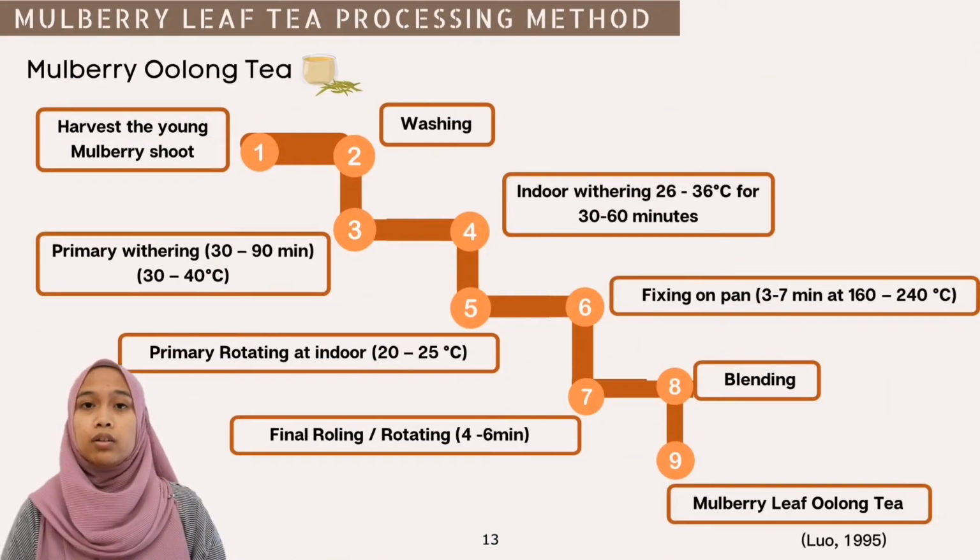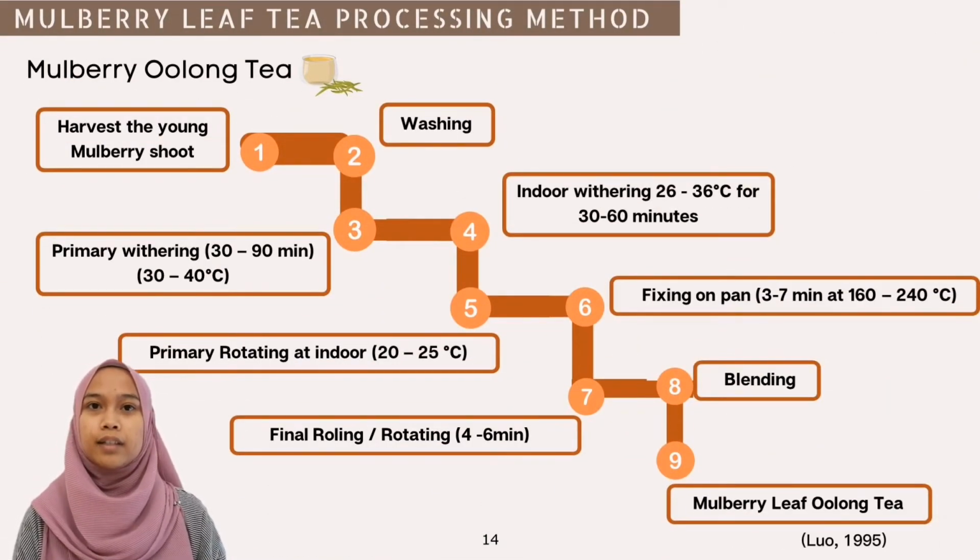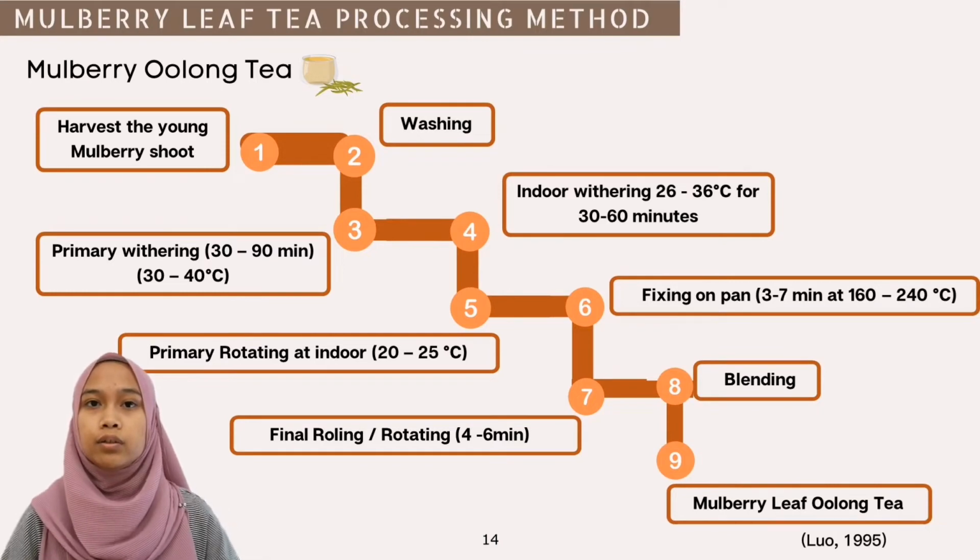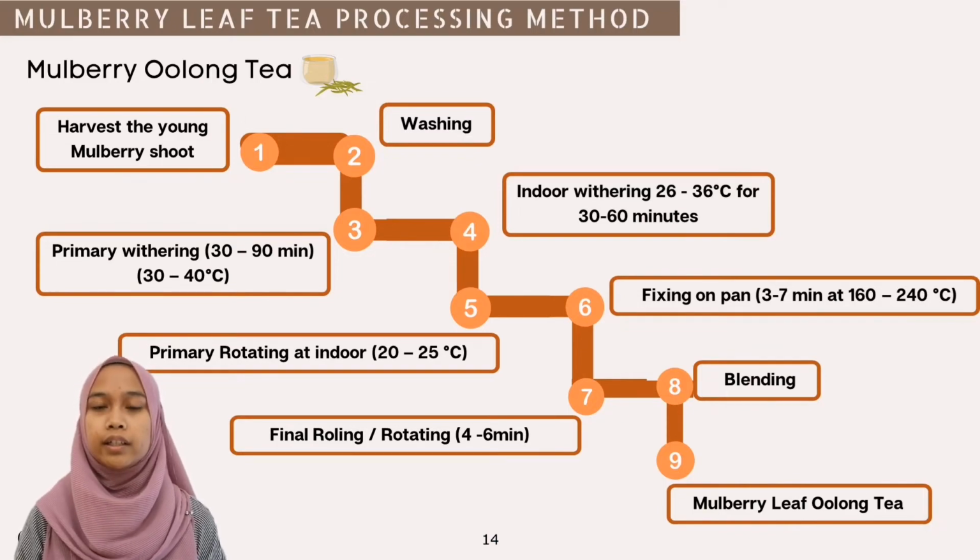Proceed to the mulberry oolong tea. The process will start the same as the green tea. Then, the leaf will undergo primary withering and continue with the indoor withering. Then, the primary rotating process will take place before fixing the leaf on the pan. Then, the leaf will undergo the final rolling and finally the blending process.